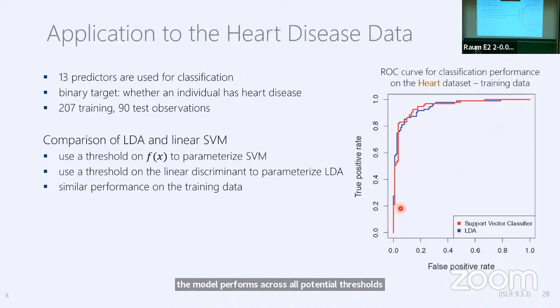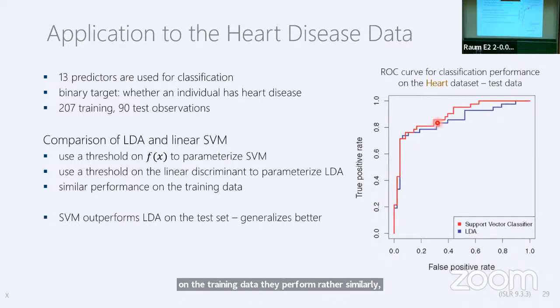And what is the best possible case here? The best possible case is that this curve goes as much to this corner as possible. So a curve that's going flat up and then all the way to the right is the best possible curve. So we try out all potential thresholds for SVM, all potential thresholds for LDA, and then we see that on the training data, they perform rather similarly. These two curves are quite close to each other. What happens on the test data?